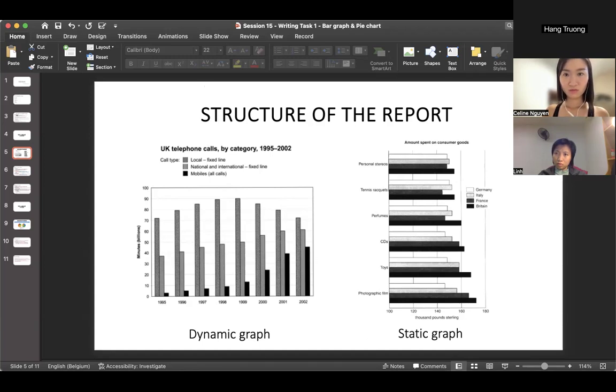Okay, so dynamic is in charge, Nga, right? Nga is in charge of the dynamic graph, and Qiling will take the static graph.